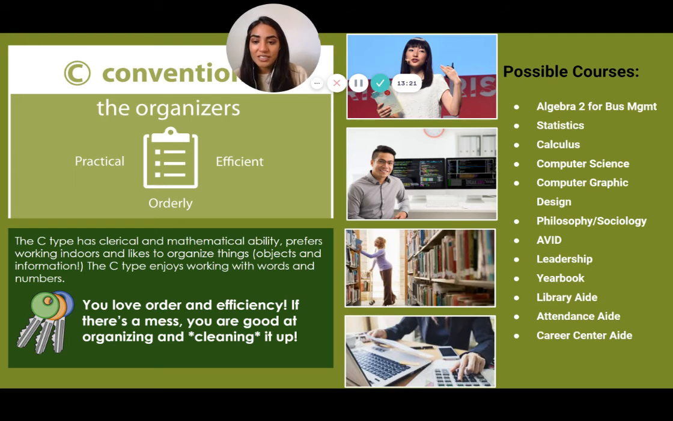So the conventional type has clerical and mathematical abilities. They prefer working indoors. They like to organize things. This could be objects, but it can also be information. So it doesn't mean you have to be a librarian. This means that you can also be very happy being very attentive to details.